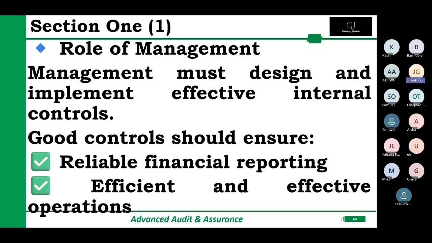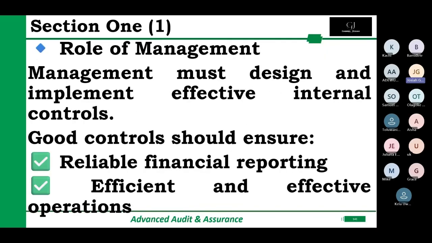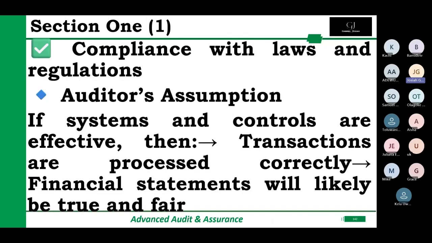Good controls should ensure reliable financial reporting, effective and efficient operations that provide some comfort that integrity is embedded in them. And also good internal controls should ensure compliance with laws and regulations external, and compliance with laws and regulations internal, talking about SOPs and policies of the organization.